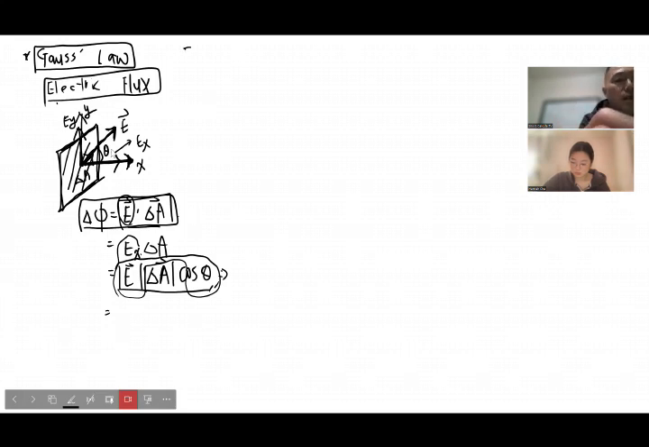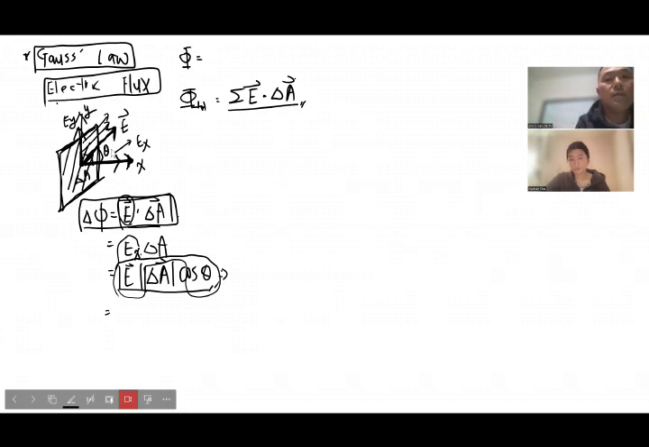Based on the definition of the dot product, if you have multiple flux lines coming through this area of interest, then the total flux is the summation of the individual field fluxes, electric field times the effective area delta A. So now you have a large area of interest and a small area delta A, and the field coming through this area is electric field E, and this is the electric field times delta A.